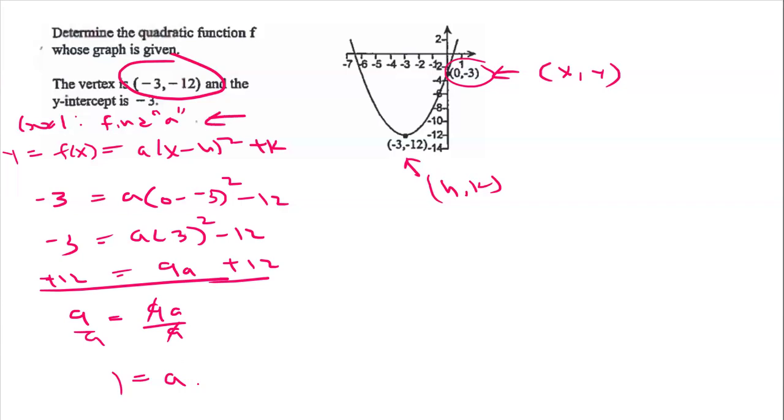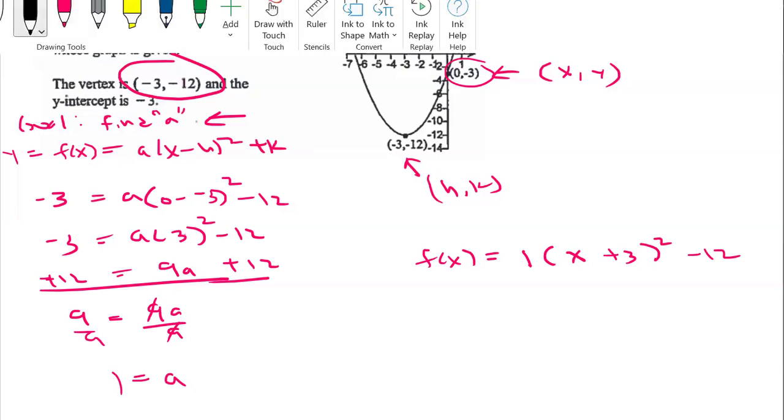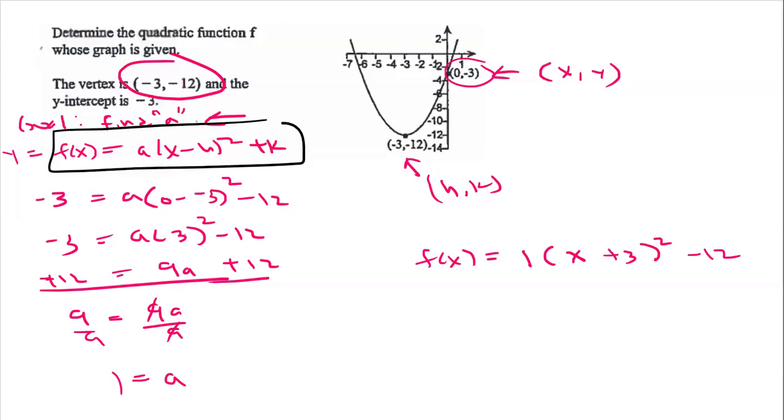So we're going to rewrite this now in vertex form. So we have f of x equals, and we know what a is, it's 1. And then we have x minus h, right? So that's going to give us a +3 squared, and then the -12 here. Because again, the equation is right here.